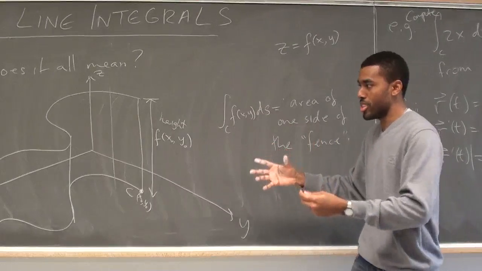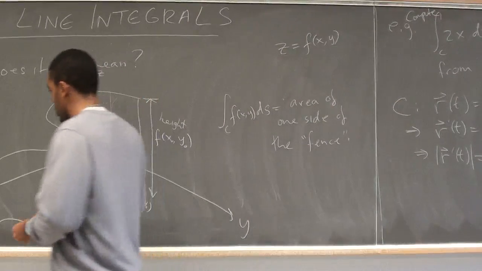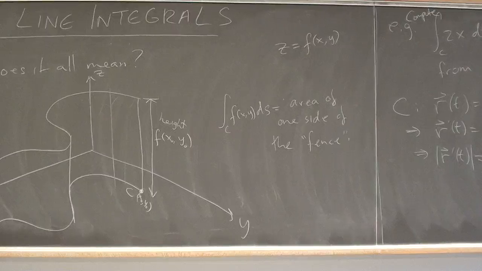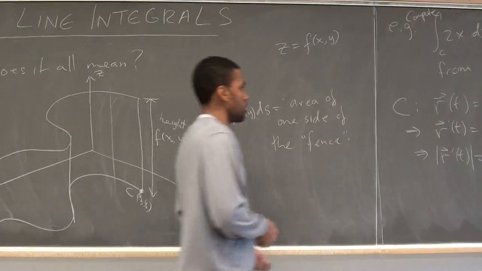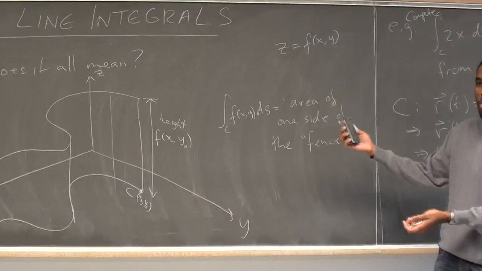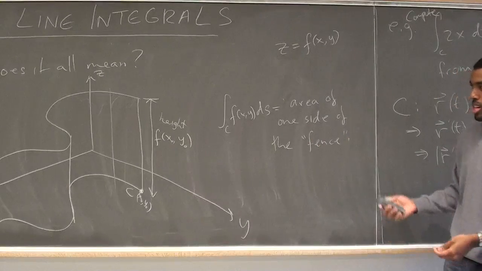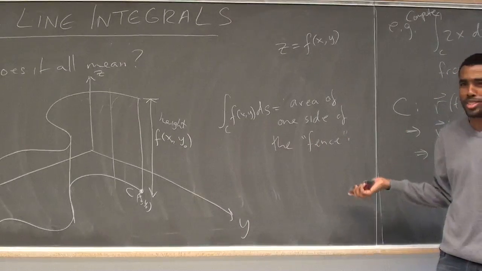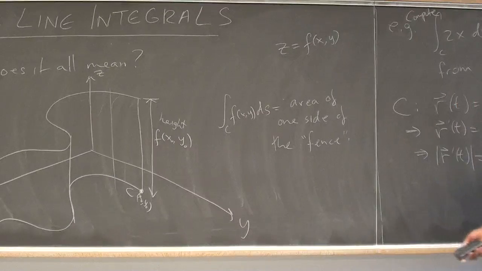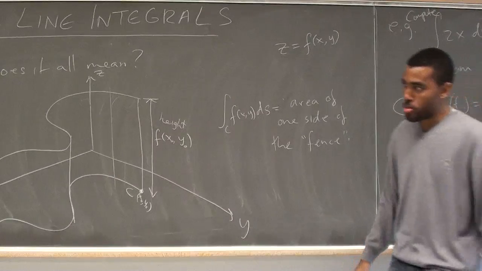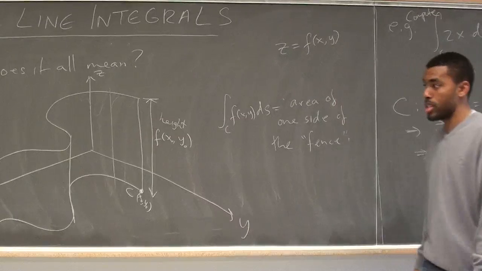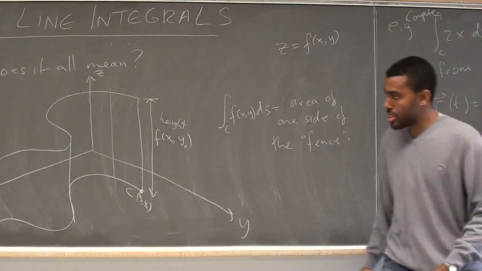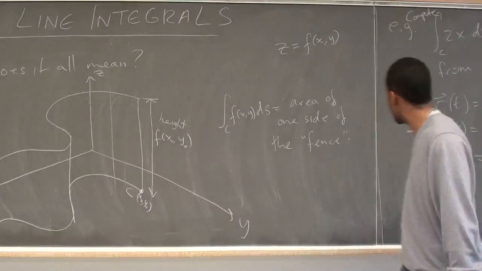That's the concrete interpretation. Now you're never really going to use that interpretation per se, which is why I didn't introduce it before, but that is literally what the number means. You're never going to be asked to compute the area of this fence. It's not going to happen. But that's what the interpretation of the line integral is. So it's a much more general thing. The area actually extends into 3 dimensions.